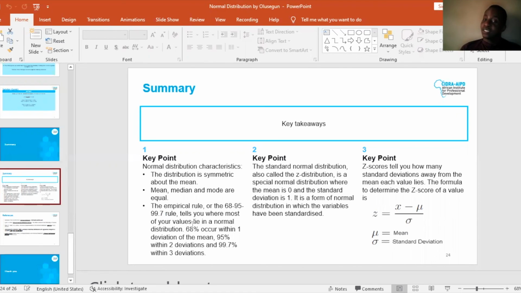Now, the third key point: Z-scores tell you how many standard deviations away from the mean each value lies. The formula to determine this score is Z equals X minus the mean over the standard deviation. I'm sure we are very familiar with this formula now. So if you compute the Z score for X and get 1.3, that tells you that X is 1.3 standard deviations away from the mean. If the computed Z-score is 2.5, that tells you it's 2.5 deviations away from the mean. That's the importance of the Z-score in normal distribution.